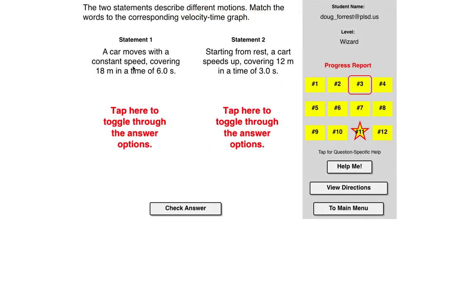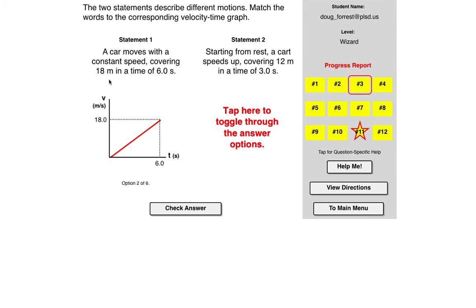So this one, a car moves with a constant speed covering 18 meters in a time of 6 seconds. No, that's 108 meters per second. That's not right. This goes up to 18 meters per second, but this says you go up to 18 meters. So that is not correct, because although this would be what would be correct if this were a position time graph, this is a velocity time graph.